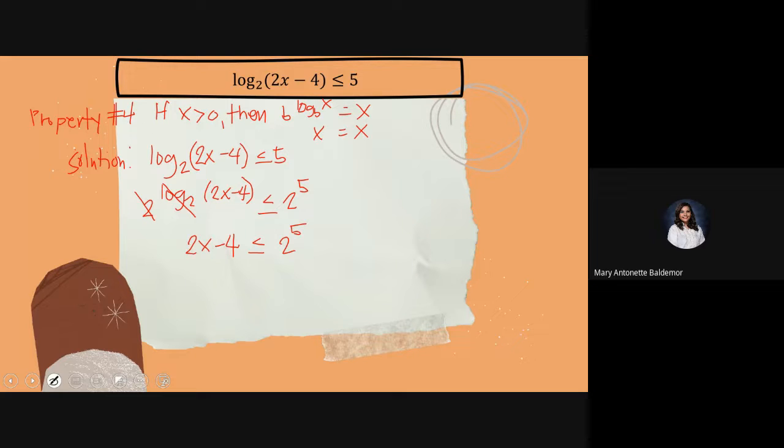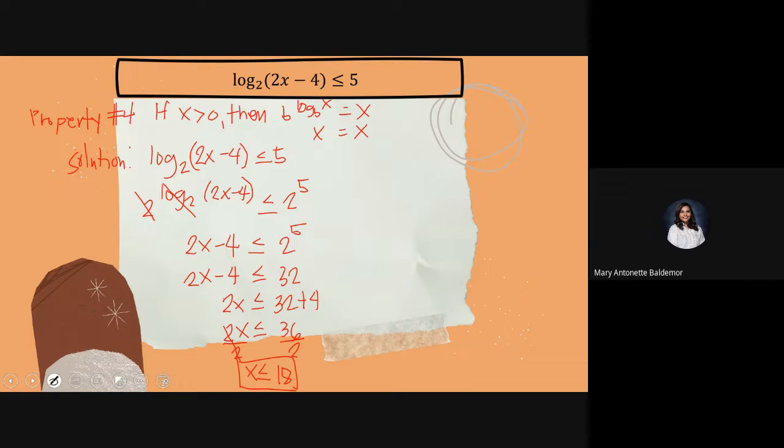Simplifying this inequality, 2 raised to 5 is equal to 32. So 2x minus 4, combining similar terms, we have 2x less than or equal to 32 plus 4, so we will get an answer of 36. 2x is less than or equal to 36. Divide both sides by 2. So we got x less than or equal to 18.